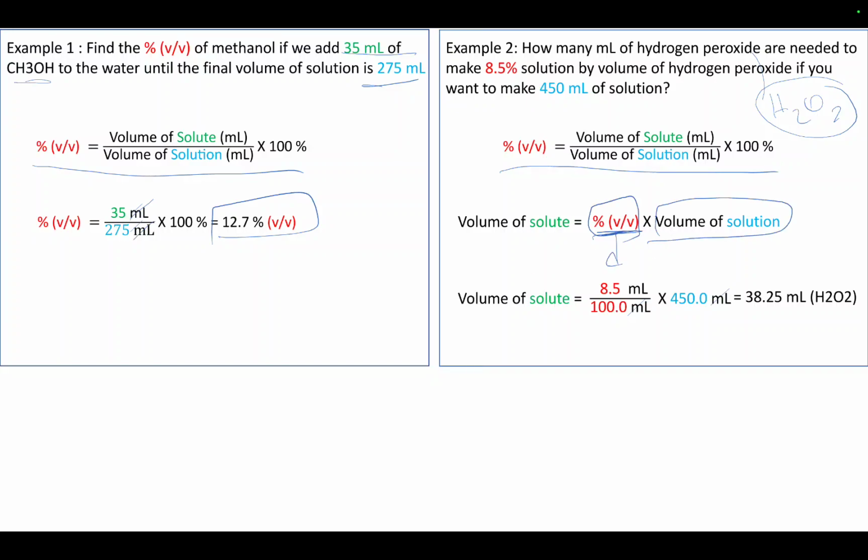So this is the volume over volume percent. What does 8.5% mean? 8.5% means 8.5 divided by 100. This is how to convert from the percentage to the normal number, divided by 100. Now we also multiply by the volume of solution, 450. So the answer will be 38.25 milliliters of hydrogen peroxide.